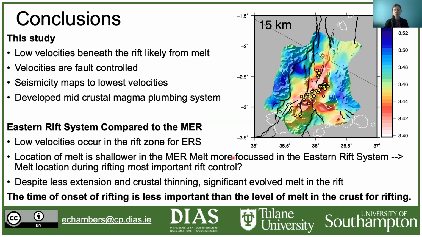When we compare this to the older in age main Ethiopian rift, we see similarities with low velocities in the rift, but the location of melt is shallower and extends beyond the narrow rift. Furthermore, despite less extension and crustal thinning, significantly evolved melt is present in the Eastern Rift, similarly to the main Ethiopian rift, suggesting the location and depth of melt during rifting is a more important rift control rather than the time and onset of rifting, as well as the amount of crustal thinning.